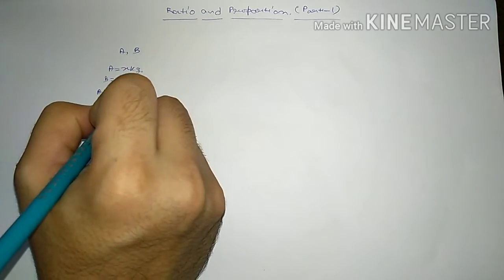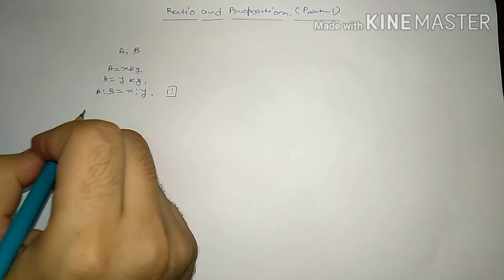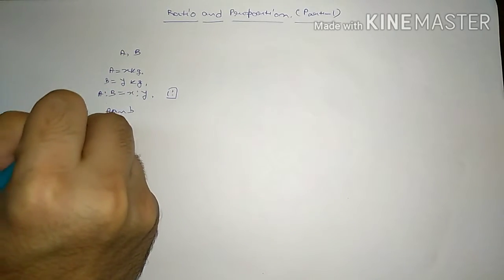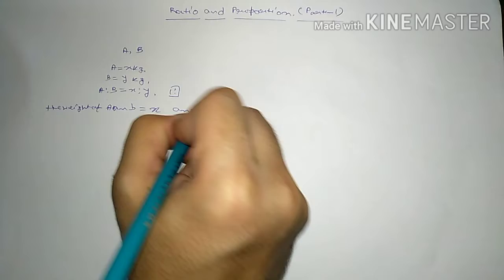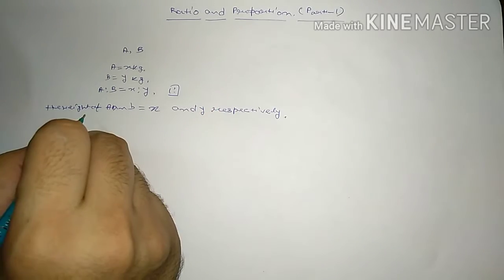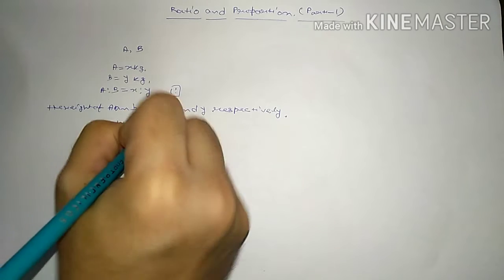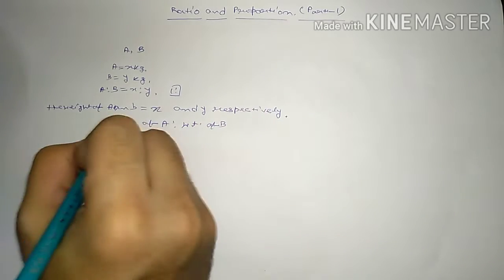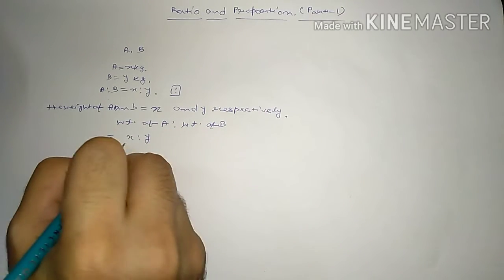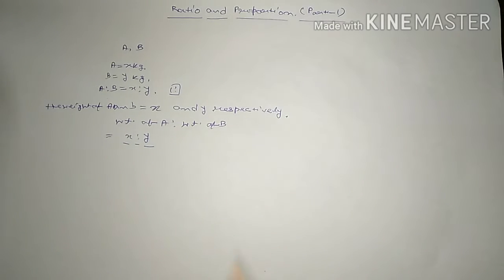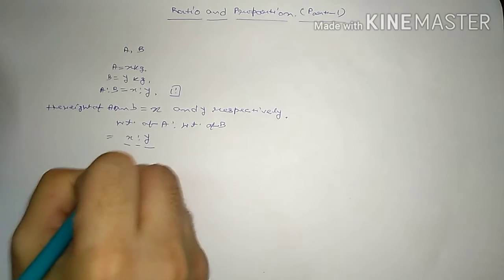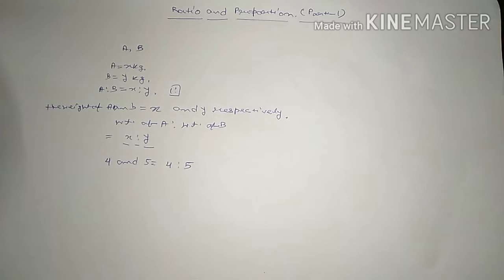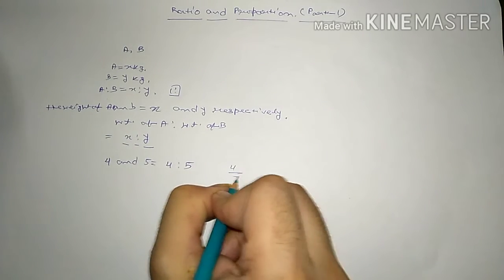Here there is a term called "is to". So the ratio of the weight of A and B equals weight of A is to weight of B, equal to X is to Y. Similarly, we can write the ratio of 4 and 5 as 4 is to 5, and this 4 is to 5 represents 4 by 5.